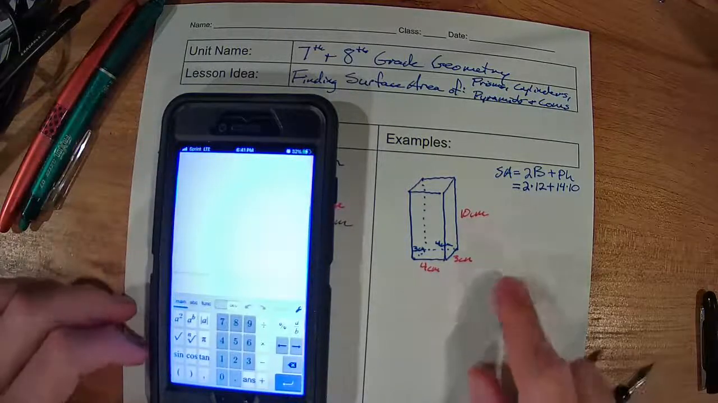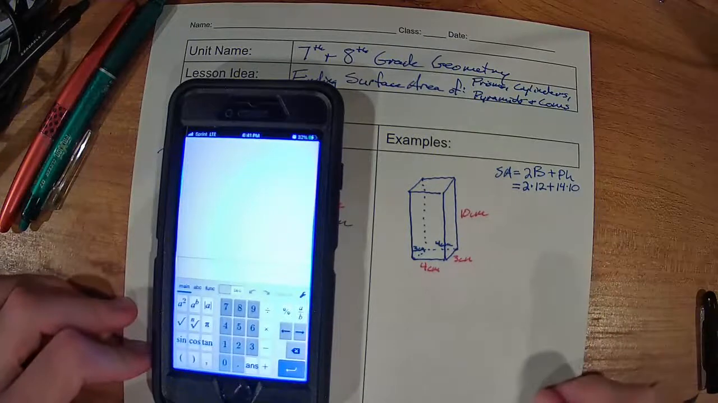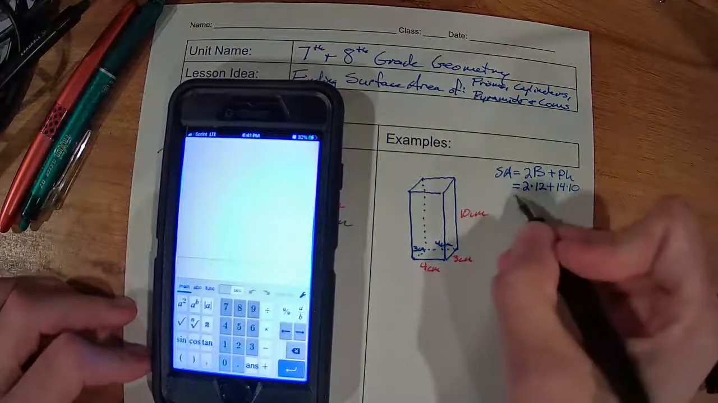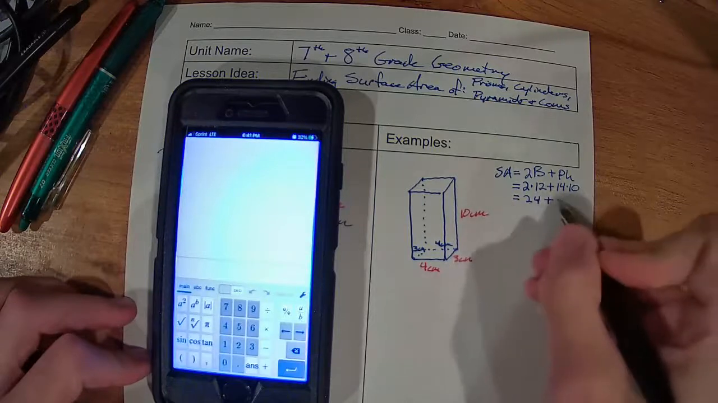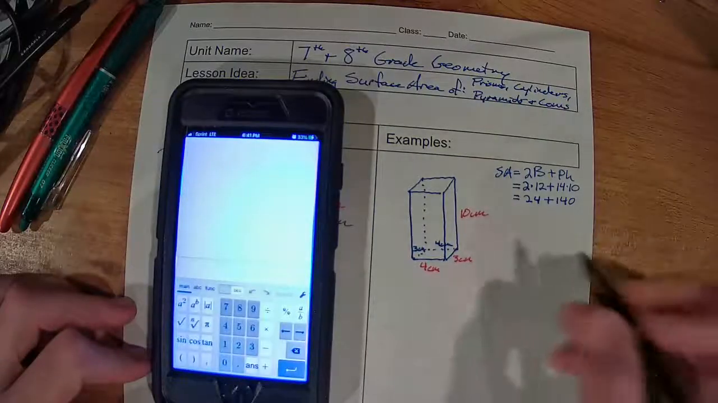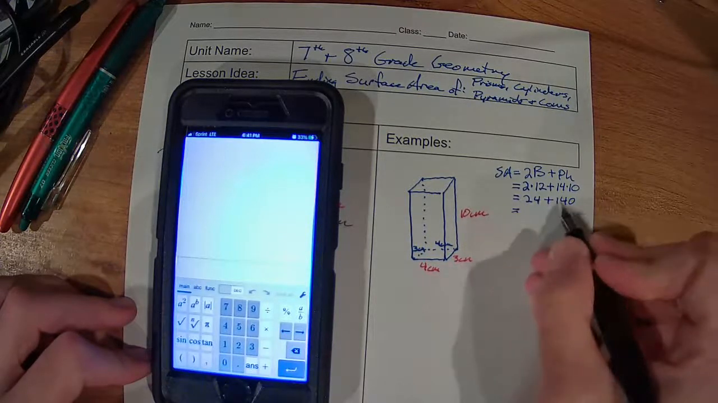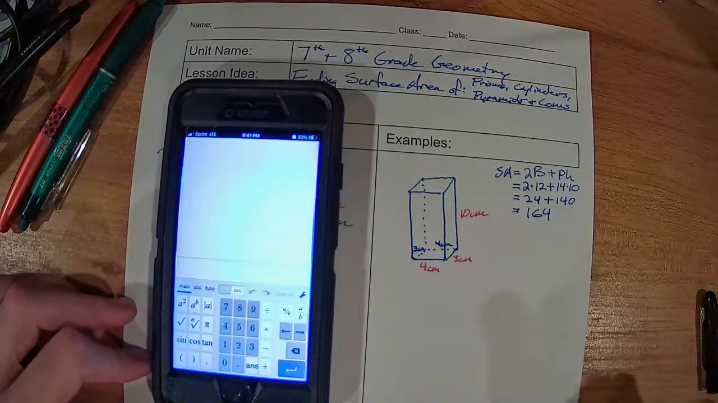There we go. So all we got to do is type in what we see, and that'll give us our surface area. So we know 2 times 12, that's 24. And we know 14 times 10, that's 140. And again, if you need a calculator, feel free. In this case, we've got, what is that, 164 would be our surface area.